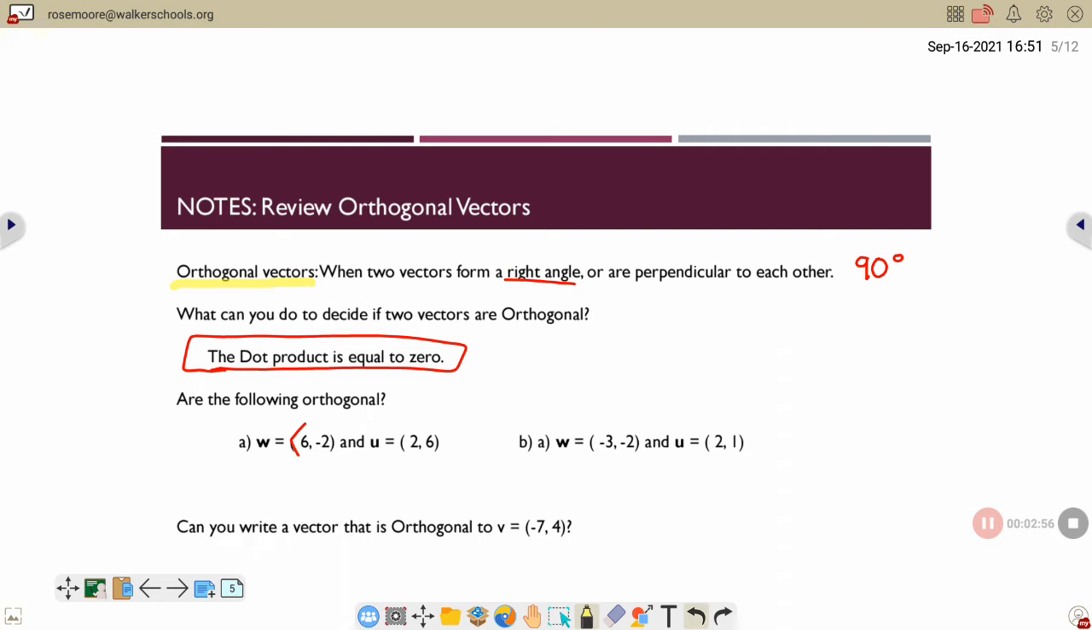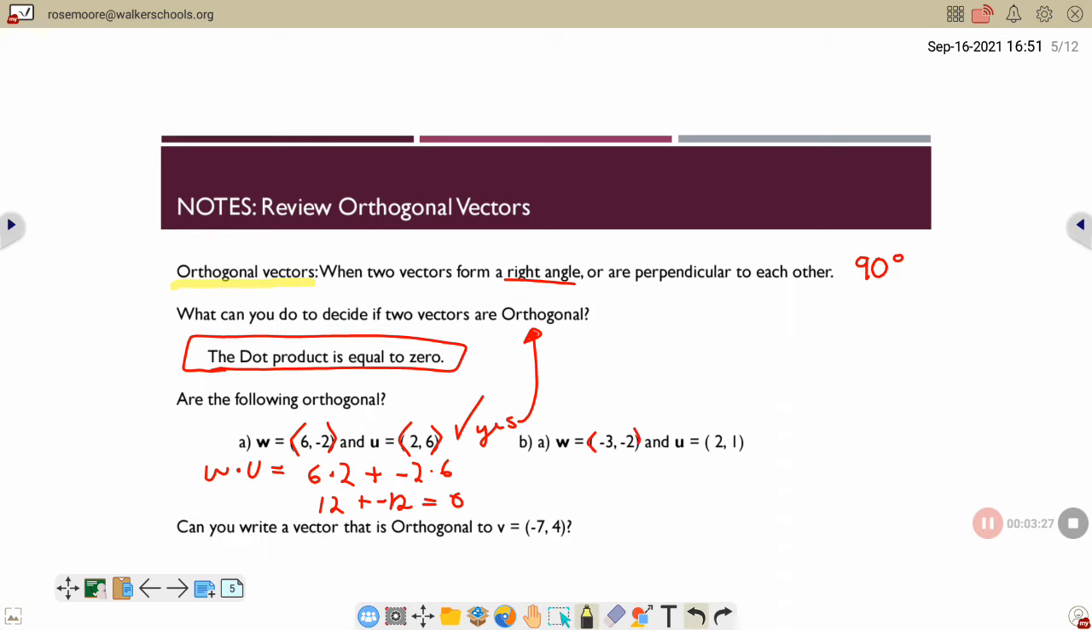So, are the following orthogonal? We've got W and U. We're going to do W dot U, which will be 6 times 2 plus negative 2 times 6. That's 12 plus negative 12, which is 0. Yes, they are. Yes, it's orthogonal.